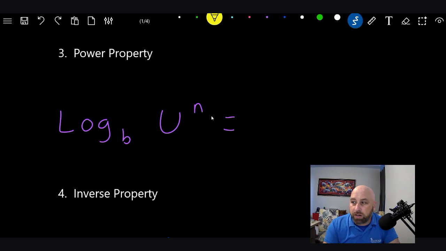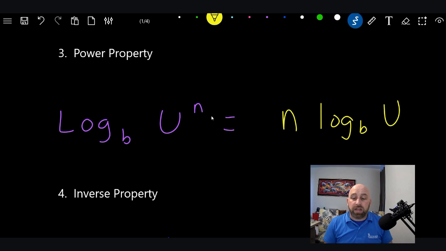So what we want to do here is take the n. Now this is important, again, because your calculators can't handle all of this stuff. If you just type it in like this, your calculator is going to look at you like, what are you trying to do to me? It's not going to know what to do. So when you convert this, when you expand this, you need to move this to the front. Here's what it looks like. That would look like n log b u. Let me draw a better u.